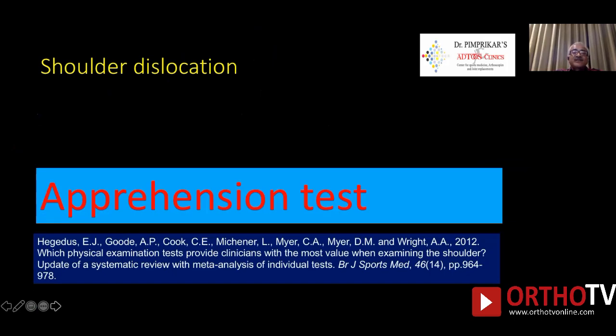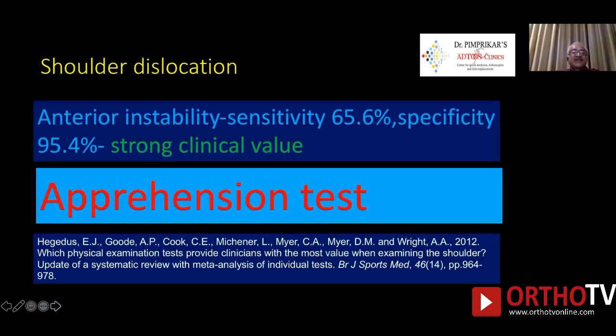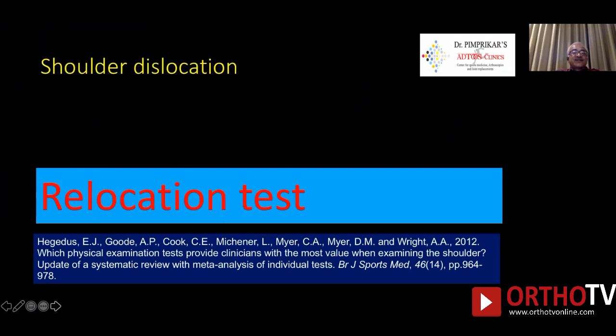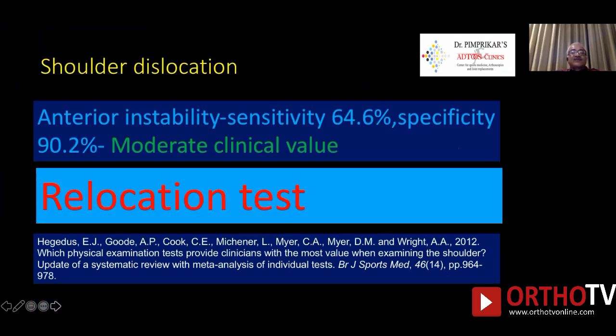When you come to instability of shoulder, dislocations or recurrent dislocations, apprehension test is one of the most important tests and has got a strong clinical value with a specificity of 95.4%. This is done in a lying down position, and we will come to that later as we see a second test for shoulder instability called the relocation test, which has got a moderate clinical value and a specificity of about 90.2%. These two tests we will see as to how they are performed.